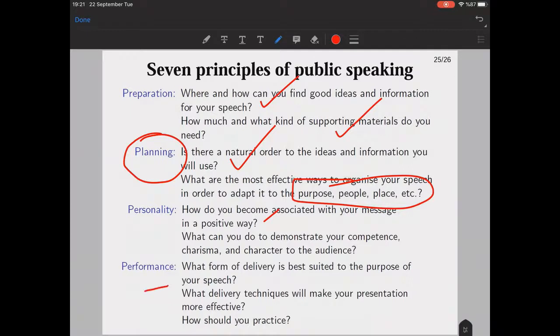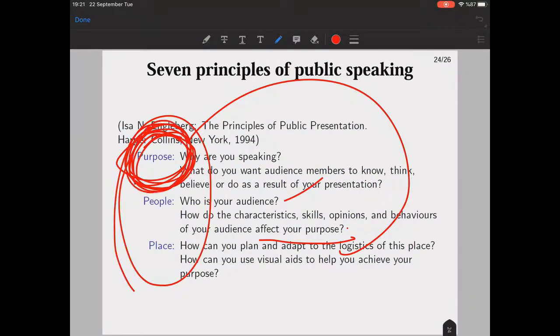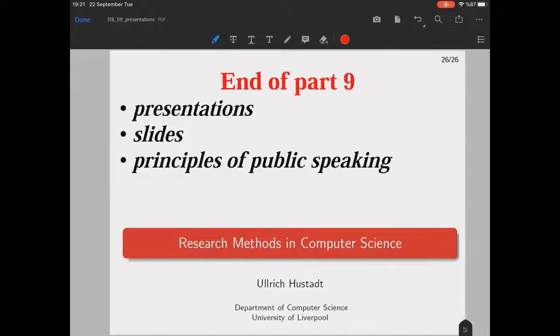And the performance. What form of delivery is best suited for the purpose of your speech? Are you going to use, for example, a PowerPoint slide like I do now, or are you going to use something different, like maybe some devices? What delivery techniques will make your presentation more effective? And how should you practice yourself to present better and better to reach your purpose or aim, ultimate goal?